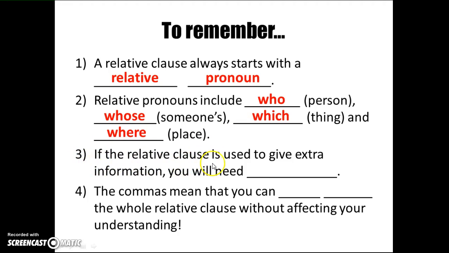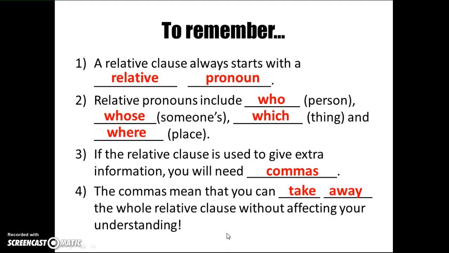Try this one. If the relative clause is used to give extra information, you will need, it's extra information. That means you can take it away. So you will need two of them. That's right, commas to wrap up that relative clause. The last one. The commas mean that you can, oh, I just told you the answer. Right. You can take away the whole relative clause without affecting your understanding.